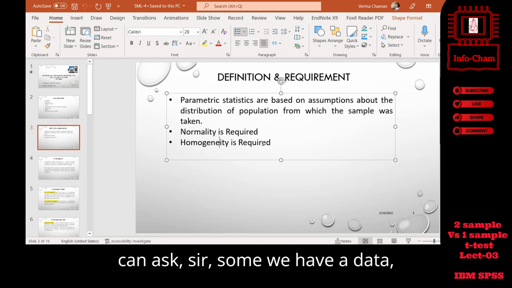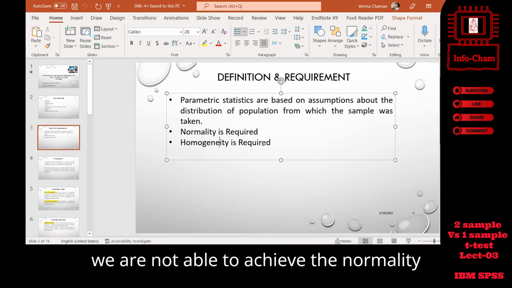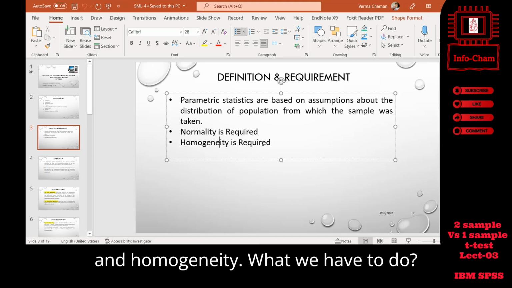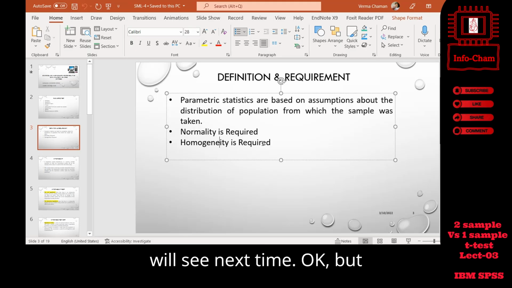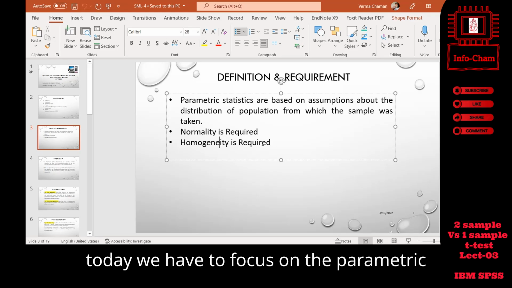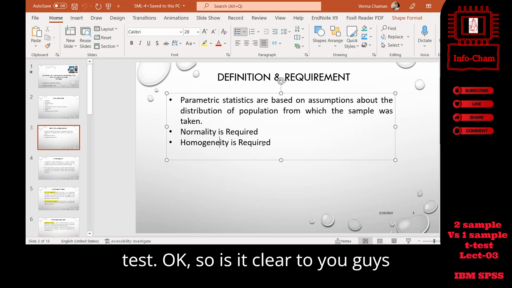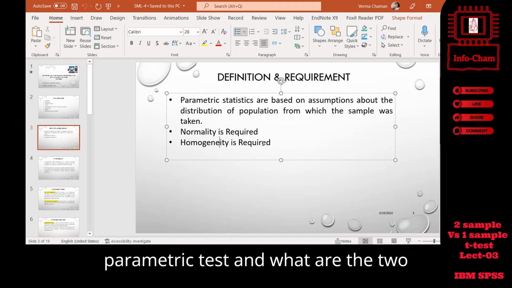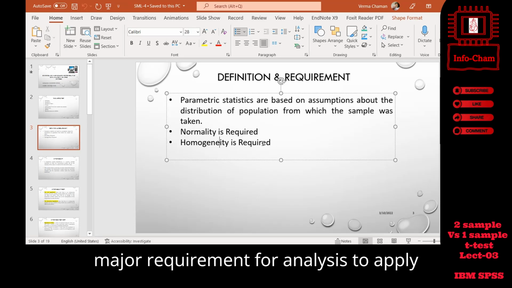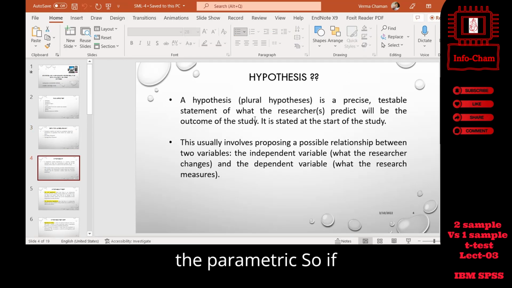Then you can ask, sir, if we have data and we are not able to achieve the normality and homogeneity, what do we have to do? The solution is the non-parametric test. We will see it next time. Okay, but today we have to focus on the parametric test. Is it clear to you now? What we have to do, what the parametric test is, and what the two major requirements are for analysis to apply the parametric test.